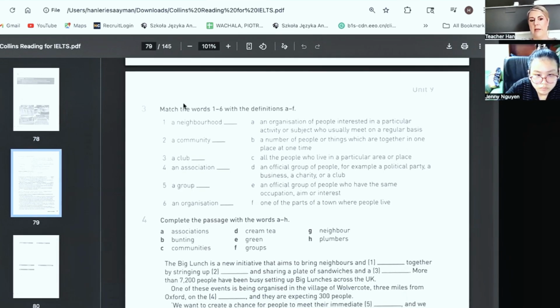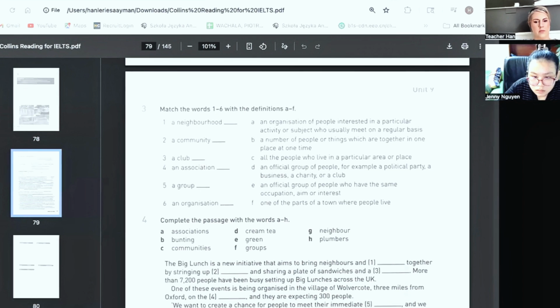Can you match number 1 to 6 with A to F? Number 1 is F. Number 2 is E. Number 3 is D. Number 4 is later. 5 is B, and 6 is A. 4 is D.